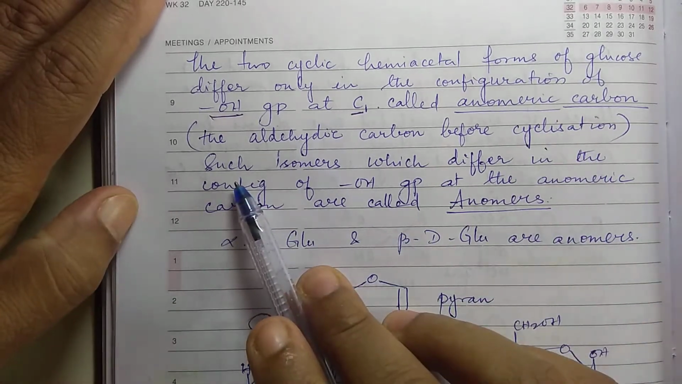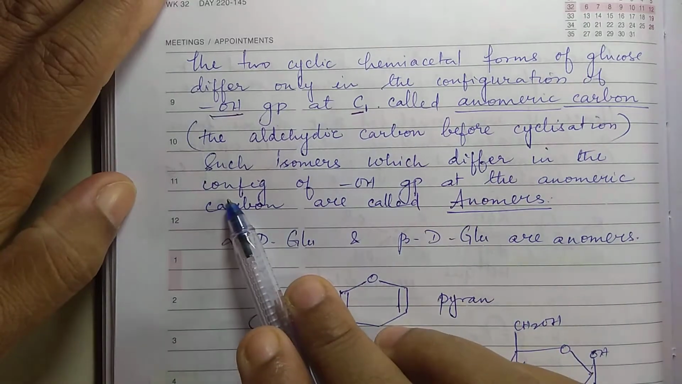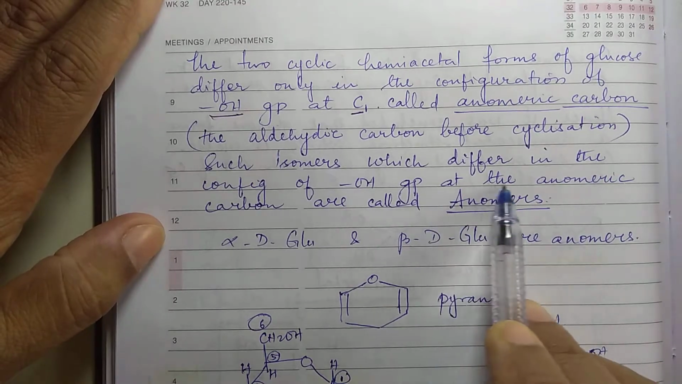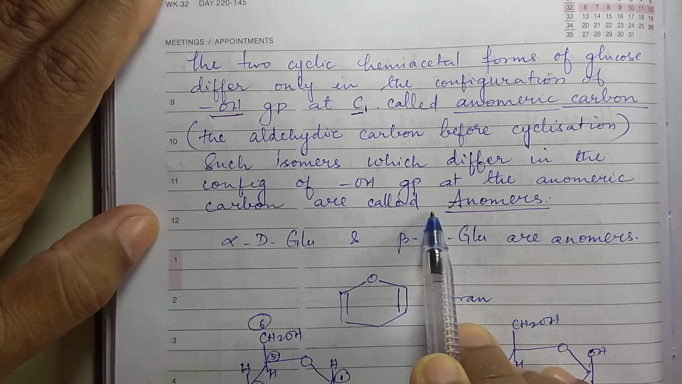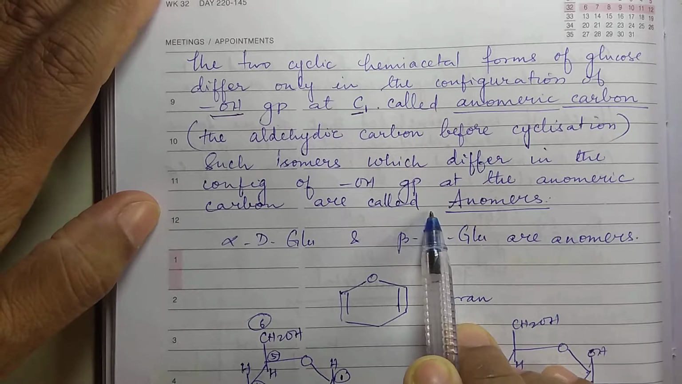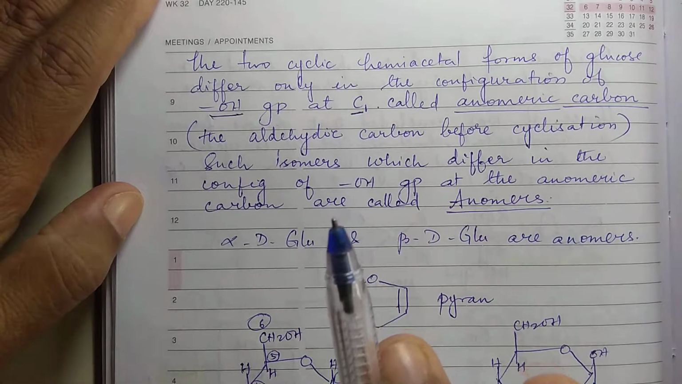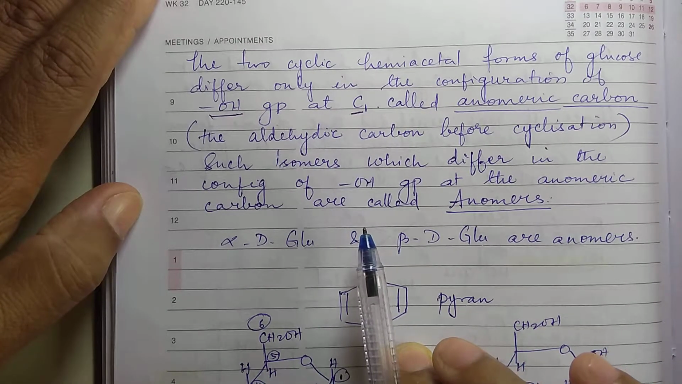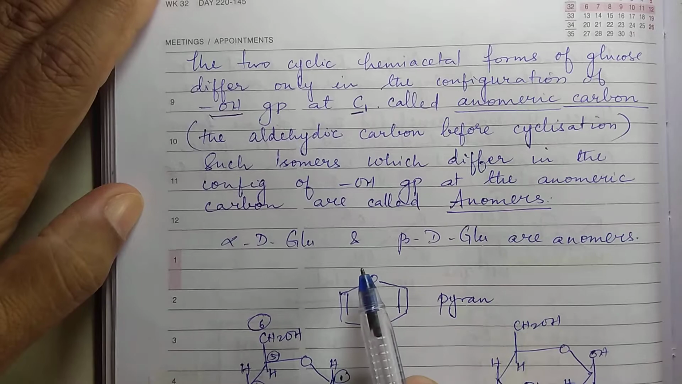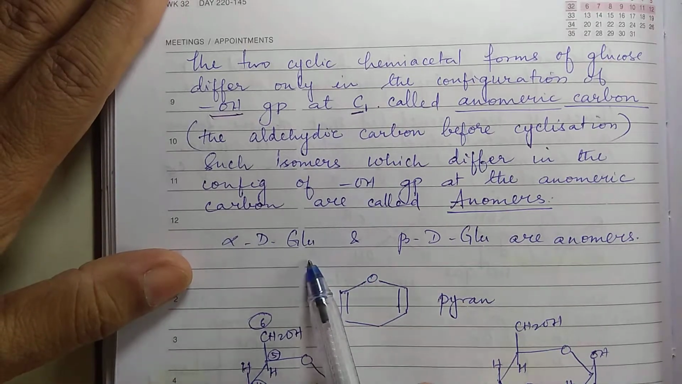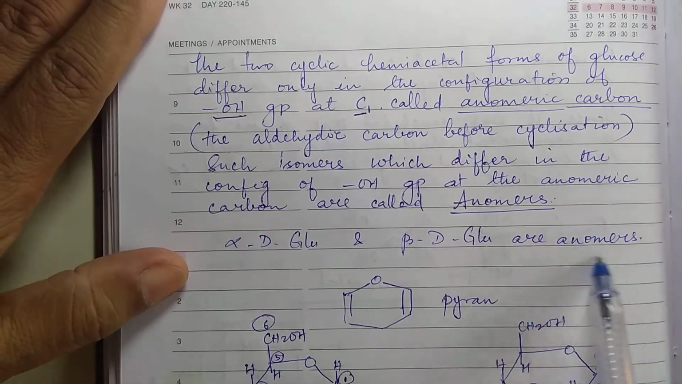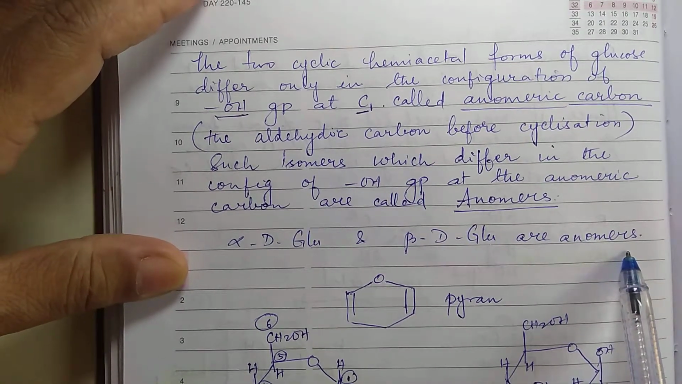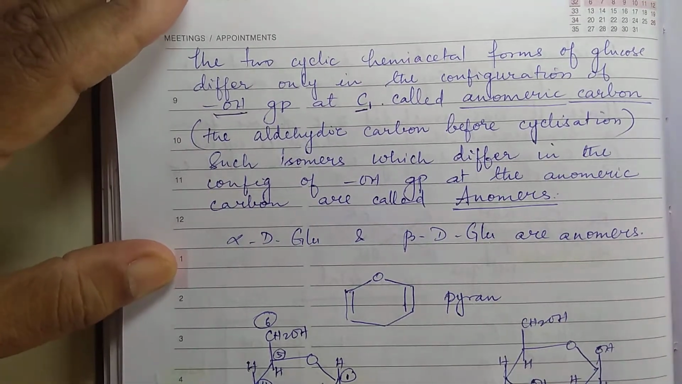Now such isomers which differ in the configuration of OH group at the anomeric carbon are called anomers, or you can say they are two stereoisomers which differ in the position of OH group at C1 position. They are called anomers. Now they are called alpha D glucose and beta D glucose. These are the anomers of glucose. This is a very important question. Name the anomers of glucose. They can ask you in the paper, or a simple 1 mark question also.